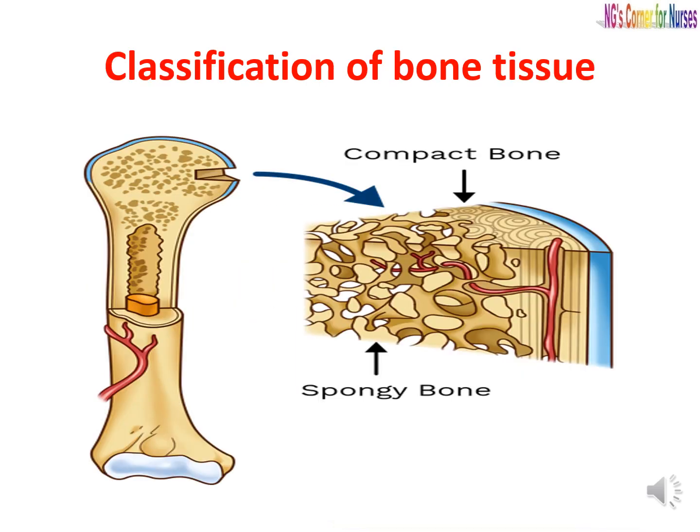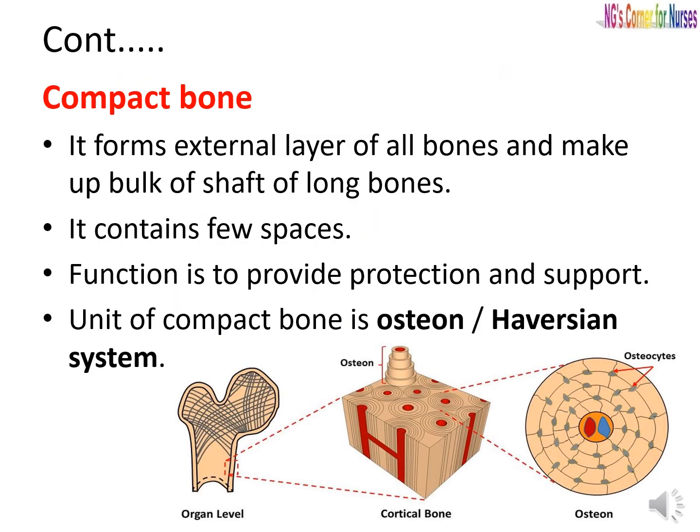Next, we are coming to the classification of bone tissue, that is compact bone and spongy bone. So first is the compact bone. It forms the external layer of all bones and makes up the bulk of the shaft of long bones. It contains few spaces. Its function is to provide protection and support, and the unit of compact bone is the osteon or Haversian system.